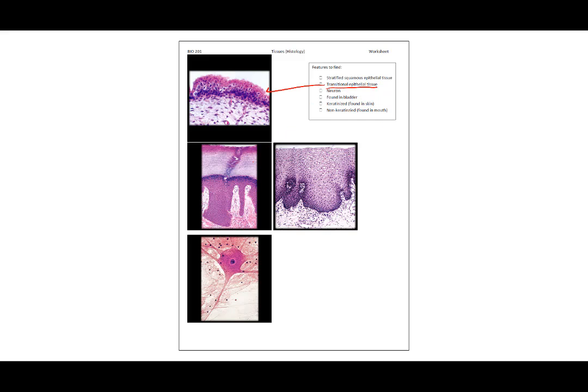Transitional epithelial tissue is located here. It's kind of bunched up, and it is found in the bladder. The neuron just looks like this.